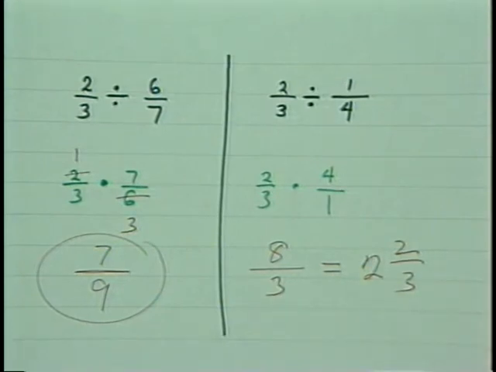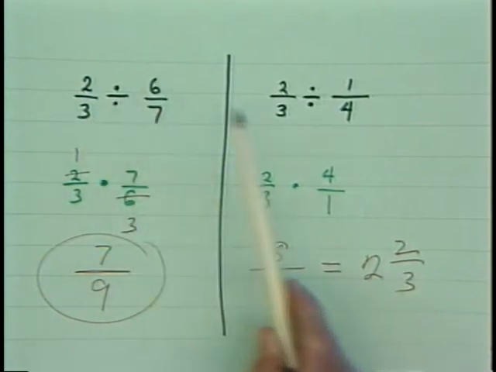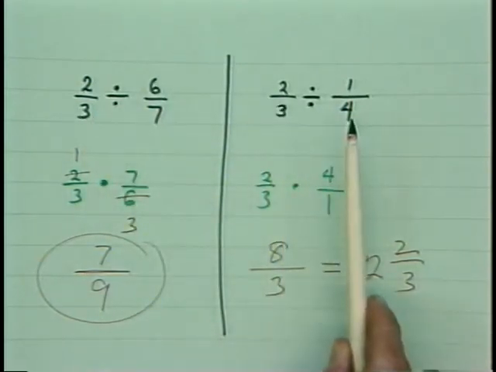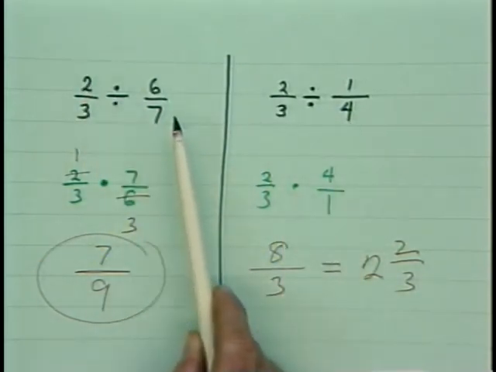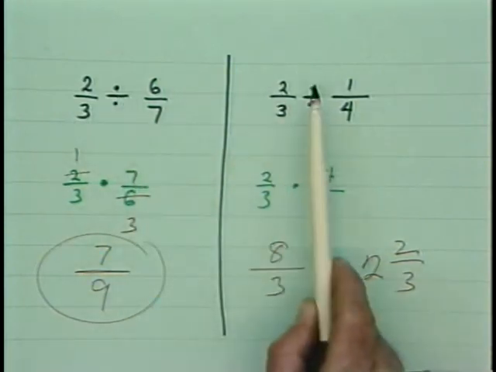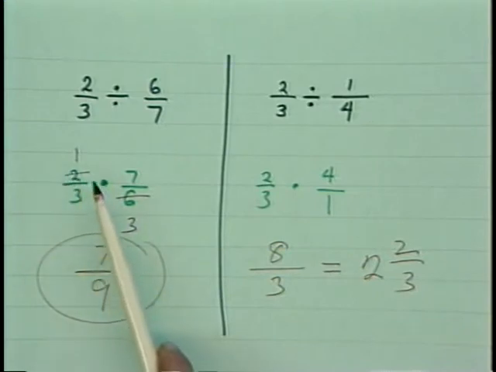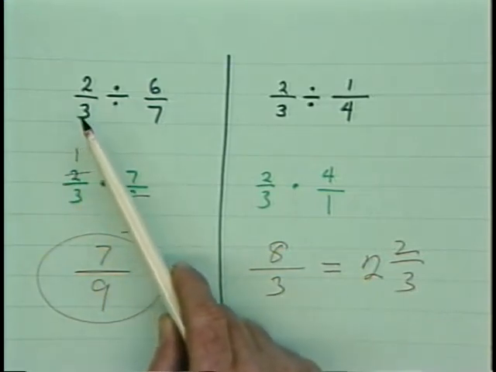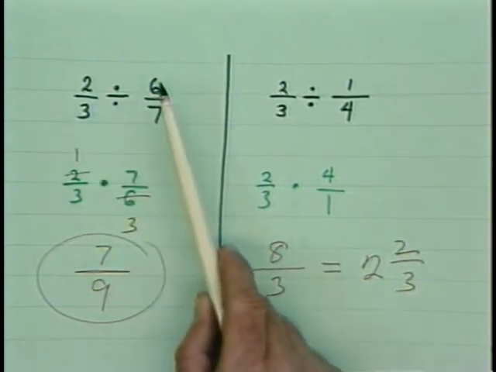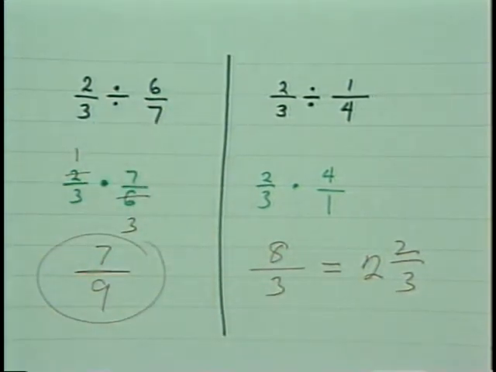Also be aware that there will be a temptation, if you're not thinking, to cancel when you shouldn't. Remember, you cannot cancel across any symbol except multiplication. So here I'm canceling across the multiplication, that's allowed. Here I'm tempted to cancel across division, that's not allowed. Got that? Let's do 2 more.